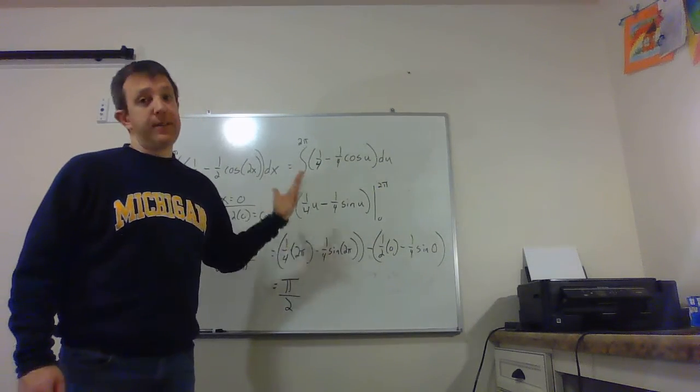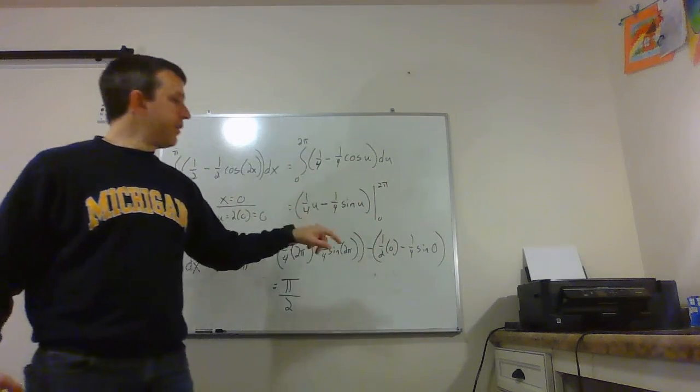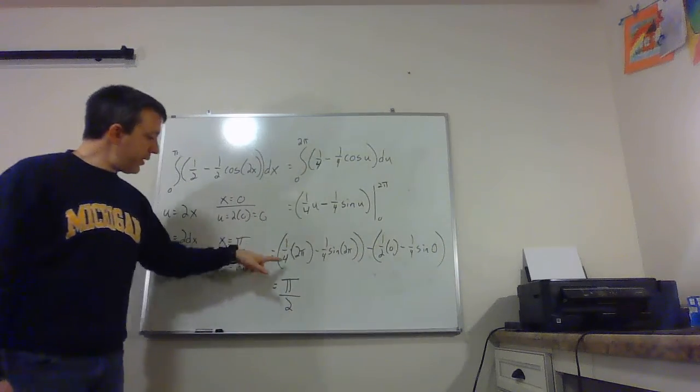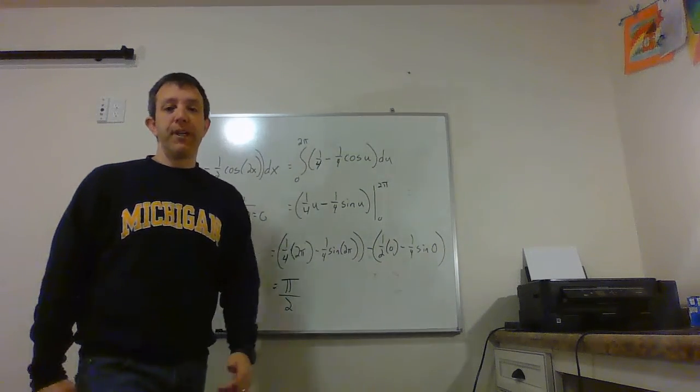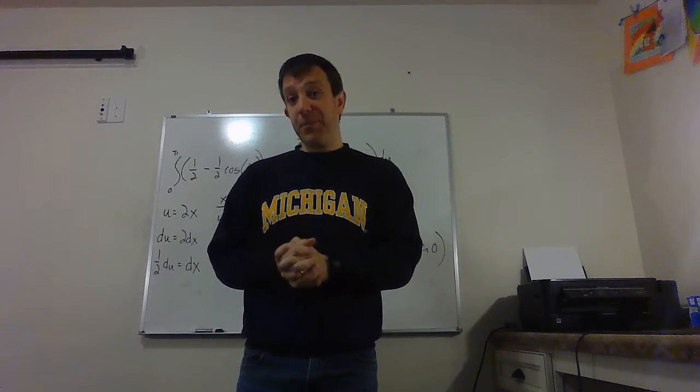Sine of 2 pi, that's 0. So that piece drops out. Half times 0, obviously 0. That's gone. Sine of 0, also 0. It drops out. So the only thing left really is that first piece. And we get an answer of pi over 2. So there you go. That's areas between curves.